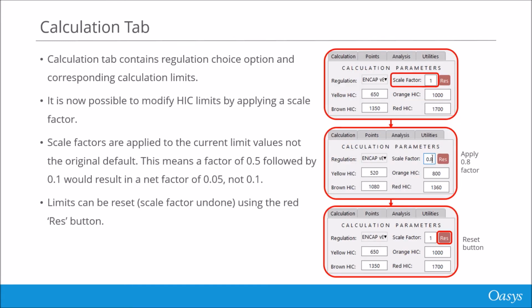The new Calculation tab contains the regulation choice option and the corresponding calculation limits. Here in these images, the regulation is Euro NCAP, and you can see the limits being displayed there. And you can change those limits, obviously. But it's also now possible to modify these HIC limits by applying a scale factor. So let's say you apply a scale factor of 0.8, that will change all the limits by a factor of 0.8. Limits can then be reset by clicking on this reset button as well. And I'll show you this in an example in a minute.